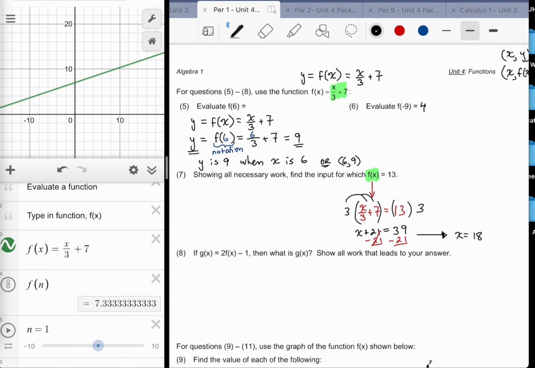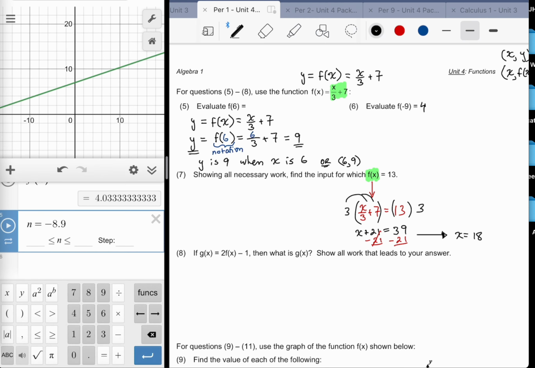And so going back to number 5, all I'd have to do is slide my slider over to 6, and it would give me my answer, which was 9. I'd slide my slider to -9, which would give me my answer of 4. And if I had something kind of weird, like a decimal or something not between -10 and 10, I would just tap on the number here and type it in.